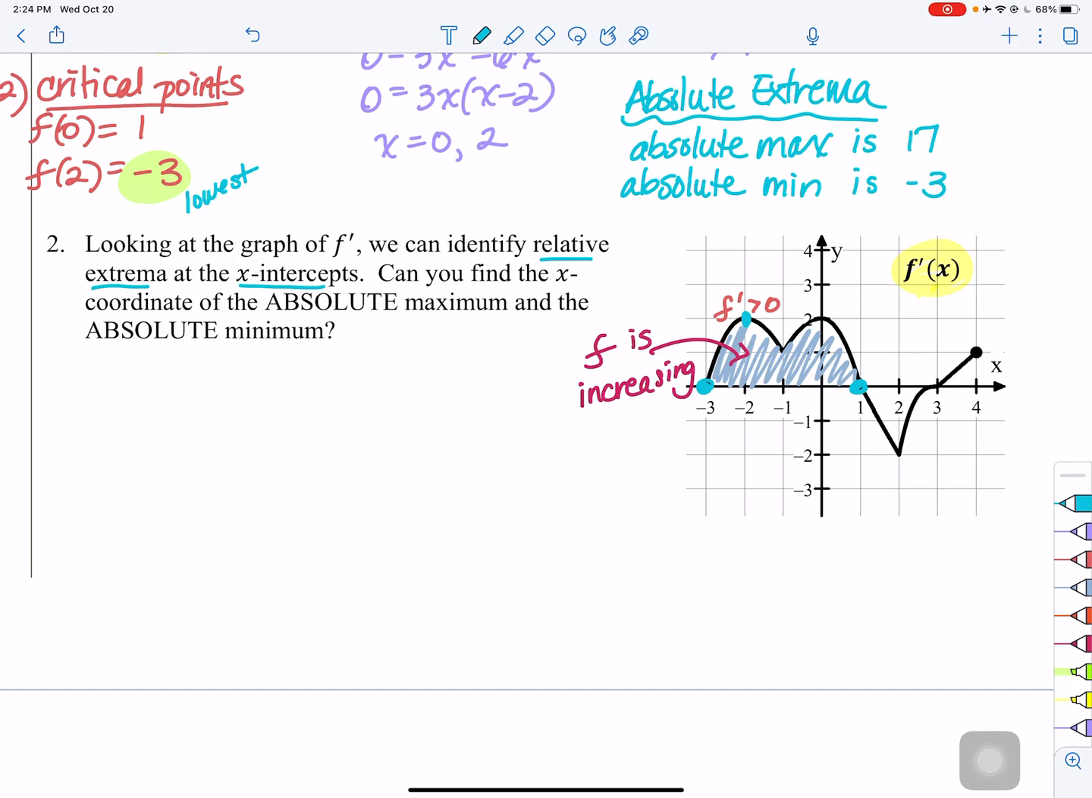And then now what do we see? We see this area here, and we're going to talk more about area under the curve, but this entire time f is decreasing. Our actual function is decreasing, and that's because the first derivative is negative. And then what happens? We go back to increasing again.